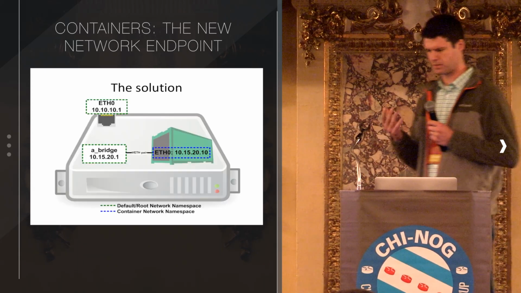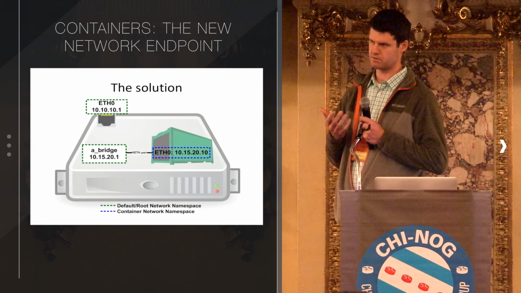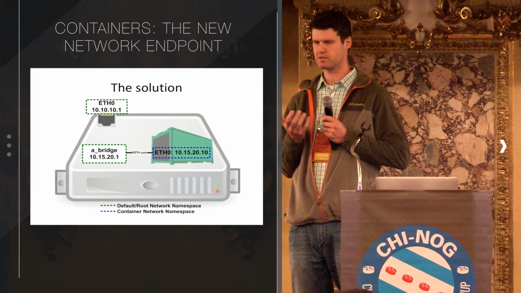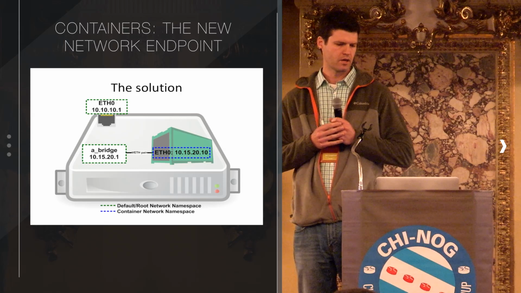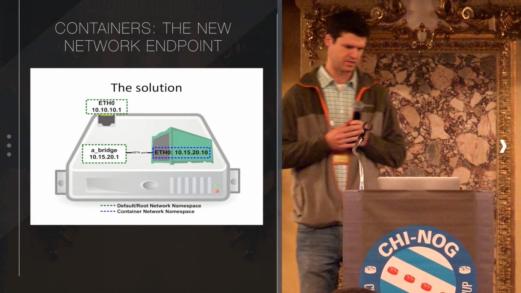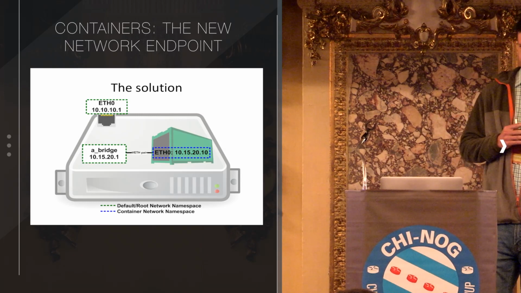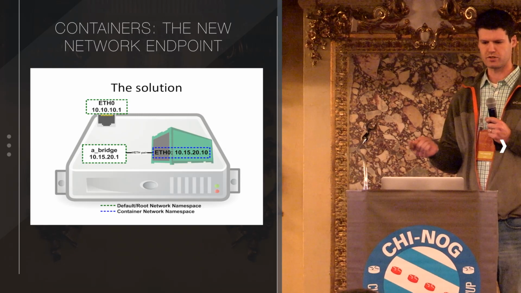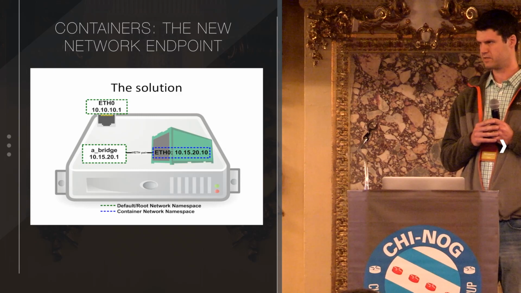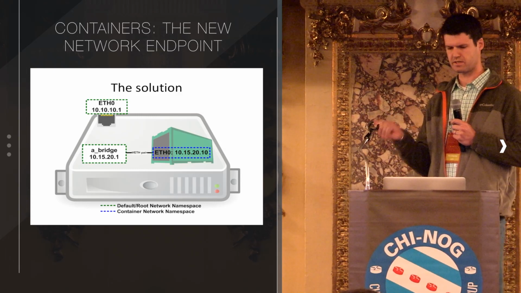So our solution here is we create a bridge on the host. We do this because there's a possibility we want many containers, so we want a common connection point. We give that an IP address, in this case 10.15.20.1, let's call it a /24. Then we create a VETH pair. We put one end of it connected in that layer 2 fashion to the bridge. We take the other end of it, throw it over the wall into the network namespace of the container.